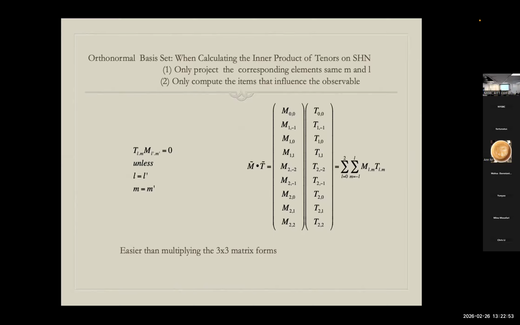When calculating the inner product of tensors in spherical harmonic notation, only project the corresponding elements, same M, same L, but also only compute what you need as an observable. So what we knew is that it's the free element. What is that in spherical harmonics? And only do that, don't do anything else. Okay, that's very, very few operations. When you apply both of those rules, you have so few things to move.